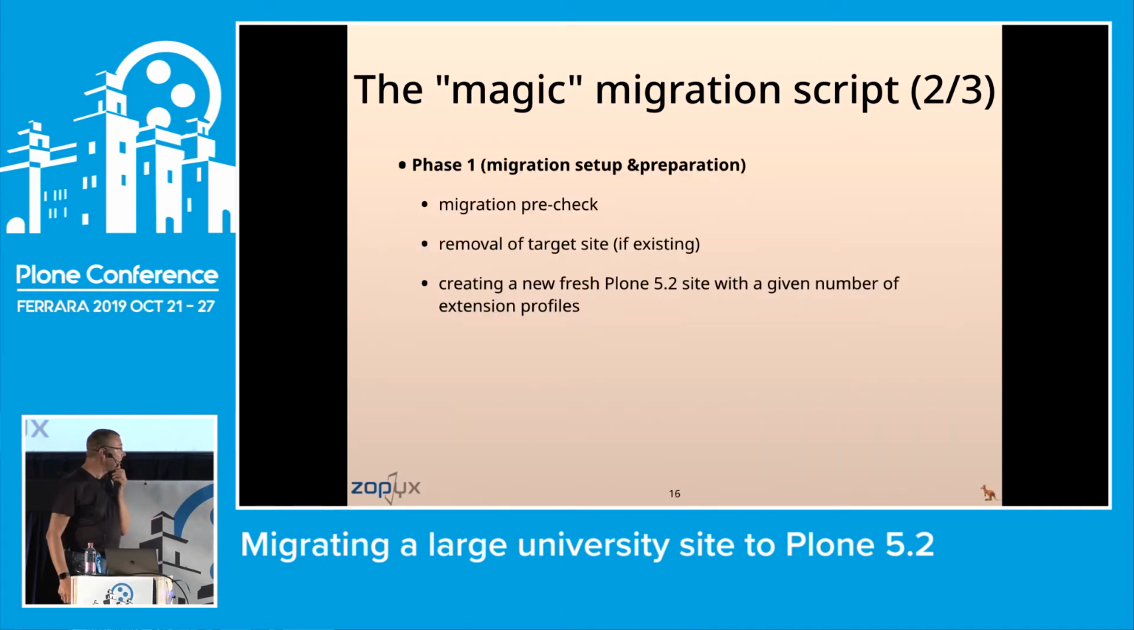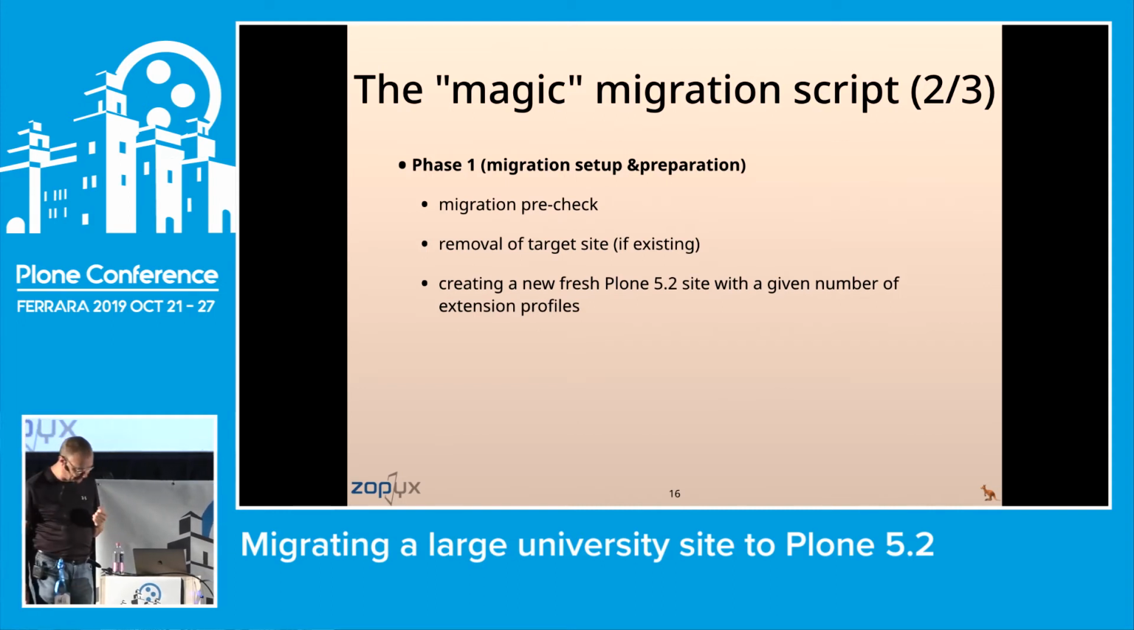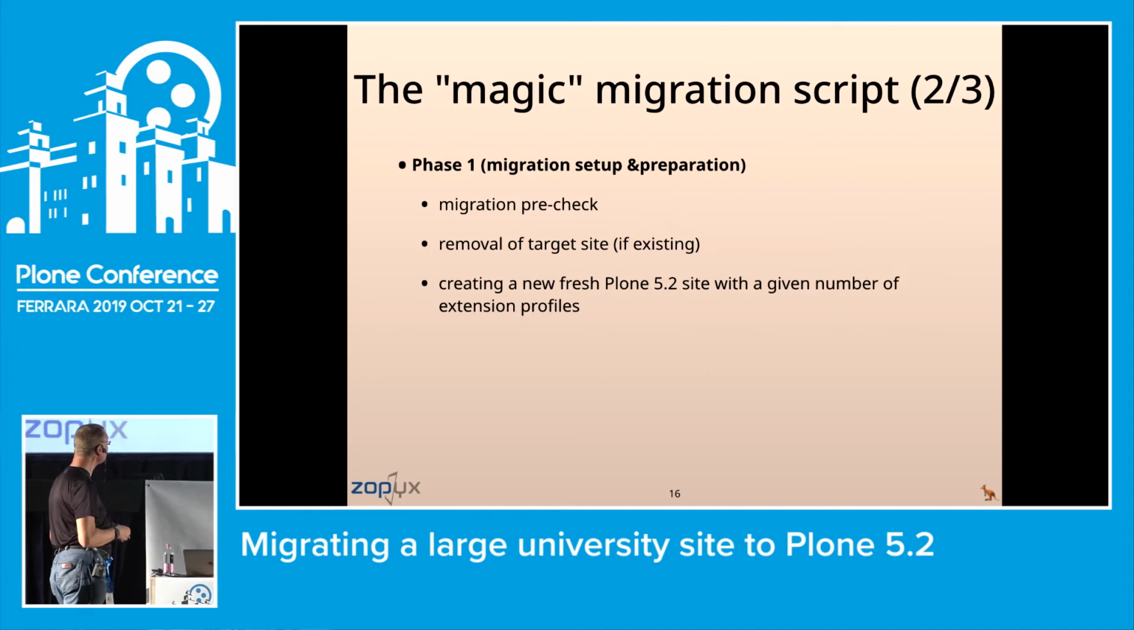So what is actually happening during migration? It's basically a four-phase approach. In the first phase, it's the migration script, the magic migration script. It's not that magic, it's pretty clean. It basically performs a migration check. It checks if the existing paths that are configured actually exist in the database and so on.